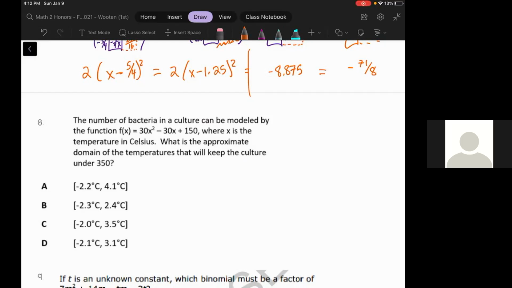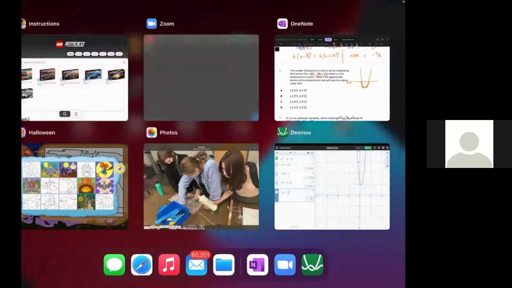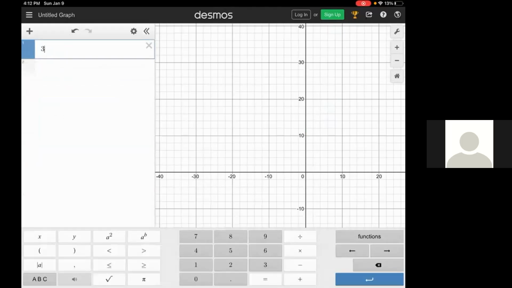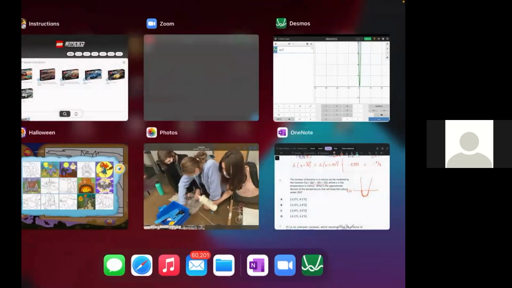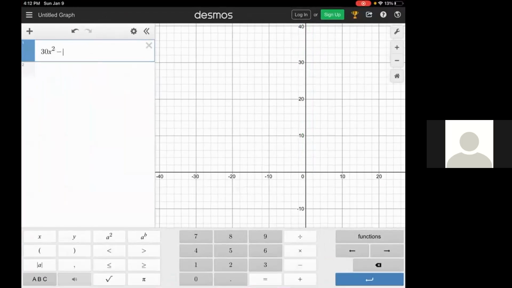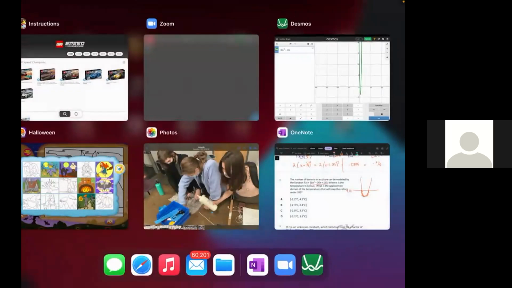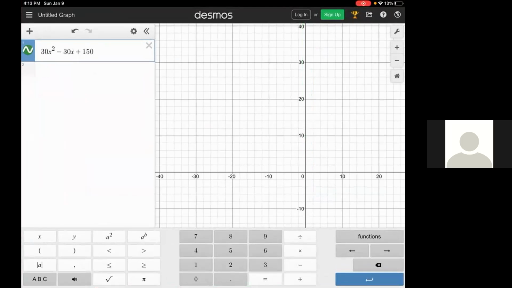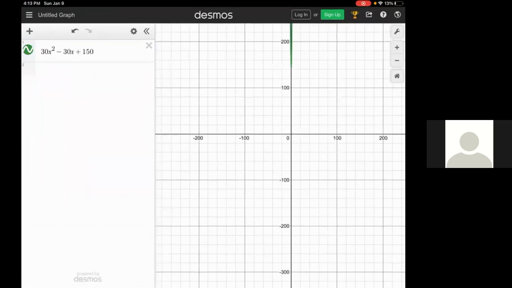And I can tell that's the case because look at this quadratic, it opens up, right? It's going to be like this. So we're trying to keep it under 350. We're focused, when would this happen? When would it be under 350? So we go to Desmos, we graph it. So 30x squared minus 30x and plus 150. Okay, and we'll zoom out.